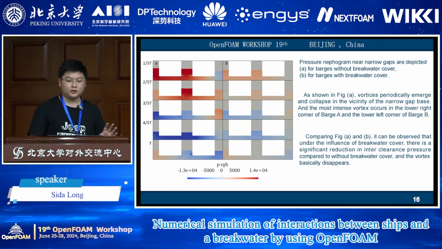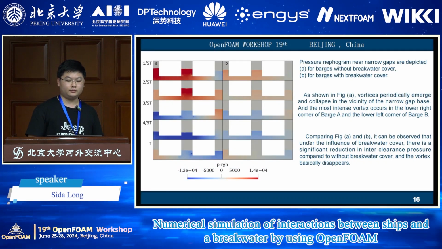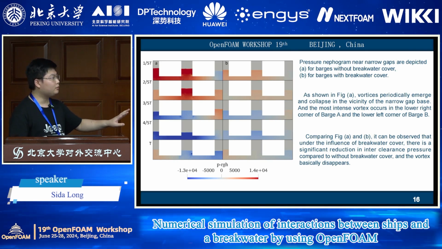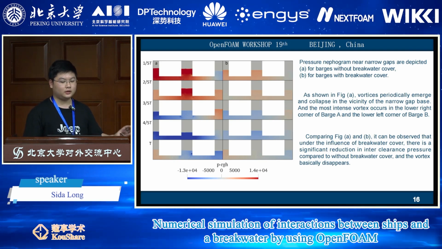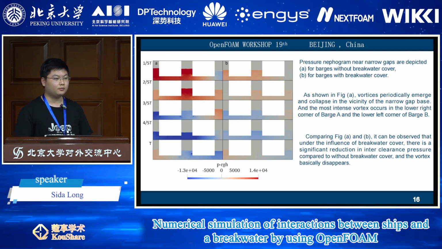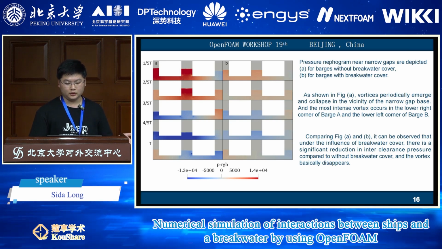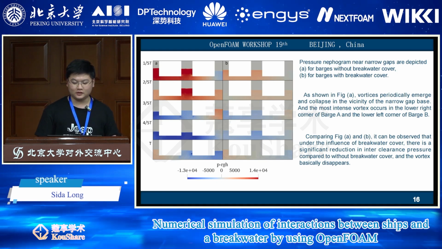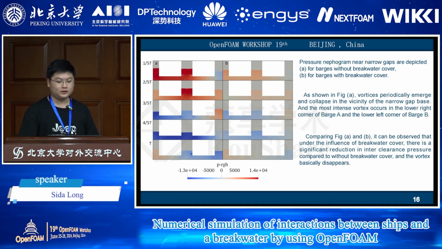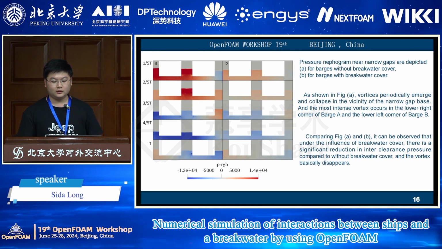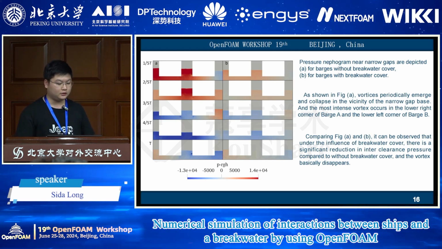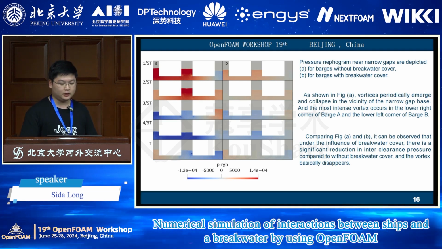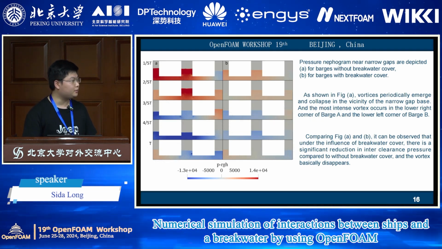This is the pressure nephogram near narrow gaps, and A is the barges without breakwater cover, and B is the barges with breakwater cover. As we see in figure A, vorticities predominantly emerge and collapse in the vicinity of the narrow gap base, and the most intense vortex occurs in the lower right corner of barge A and the lower left corner of barge B.